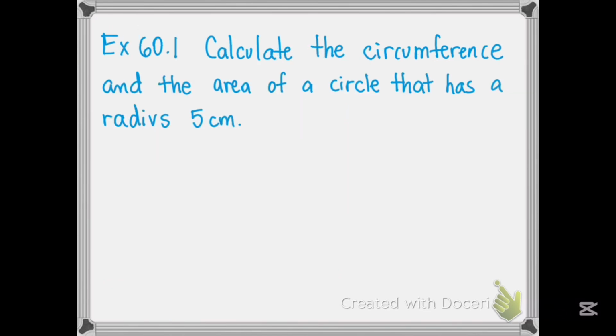In this example, it says, calculate the circumference and the area of a circle that has a radius of 5. So all we have to do is write our formulas. Circumference is 2r pi, and area is radius squared pi. Notice the 2 is in different positions and it does different things to the r. Then we substitute the value of r in each formula, which is 5.